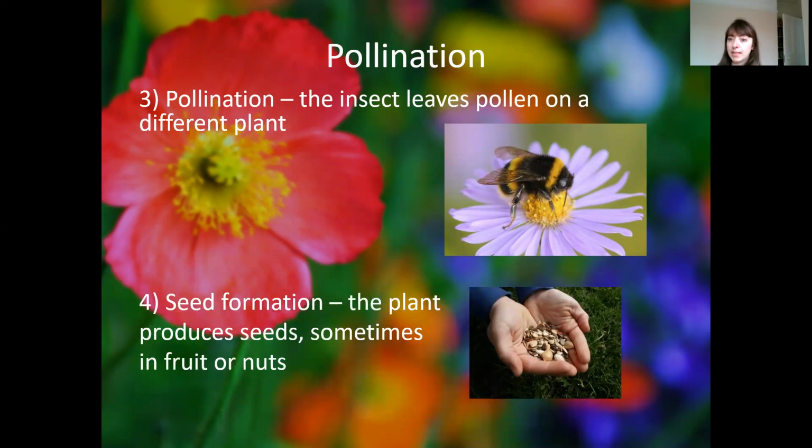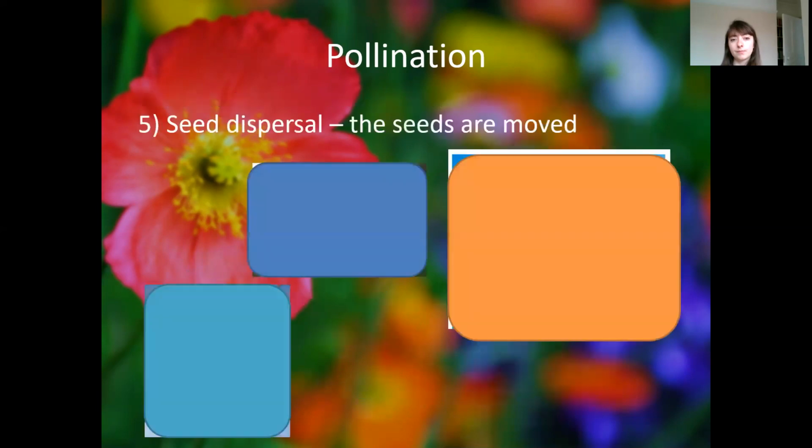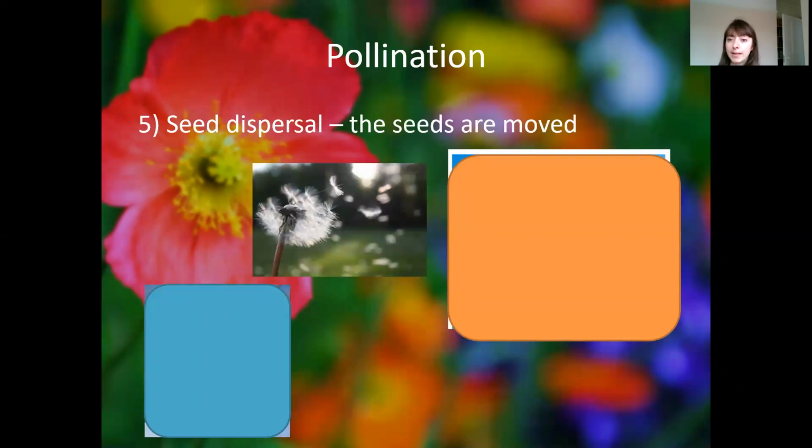Step 4, this is seed formation. The plant produces seeds, sometimes in fruit or nuts. Step 5 is seed dispersal. That means it's where seeds are moved. Now the thing is that actually seeds can be moved around in different ways. They could be moved by the wind, like with a dandelion. So if you've ever blown a dandelion and the seeds go all over the place, that's actually the seeds being moved around. So that is a form of seed dispersal.